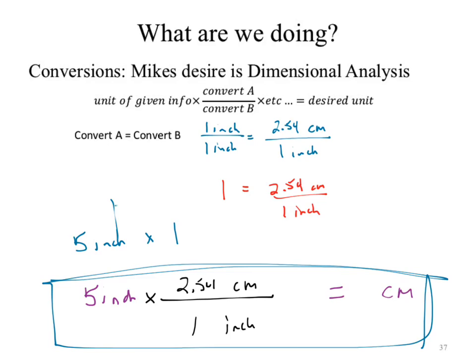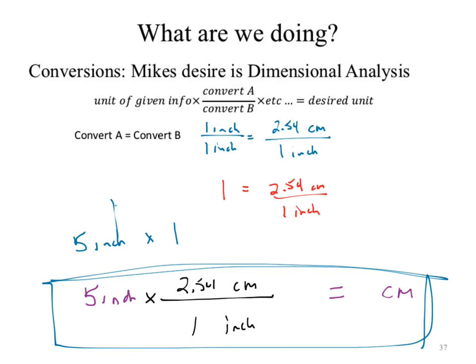So all of our conversions, every conversion thing, that convert A, convert B, 2.54 centimeters over 1 inch, all of those are 1. Every single one. Okay? That's why dimensional analysis sets up. Because all we're doing is multiplying by 1. Okay? Why would we do that? It's because we're trying to change the frame of reference.